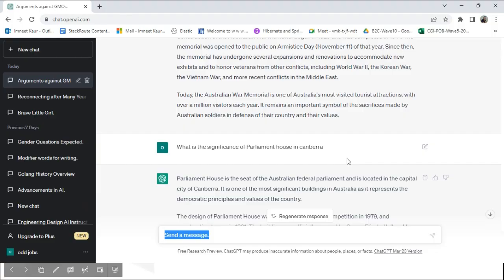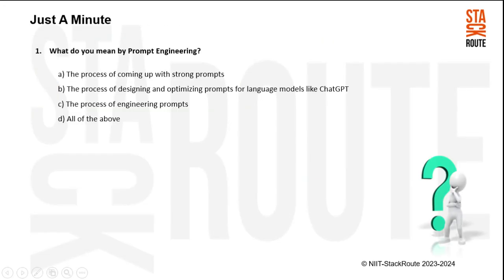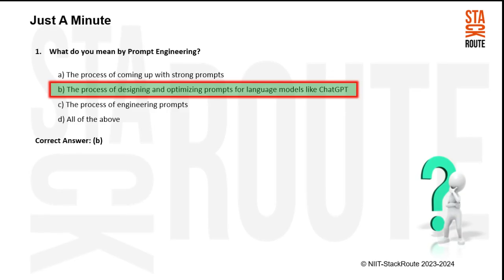Let us go back to the PPT and try answering some questions. The first one is, what do you mean by prompt engineering? The correct answer is option B, the process of designing and optimizing prompts for language models like ChatGPT.